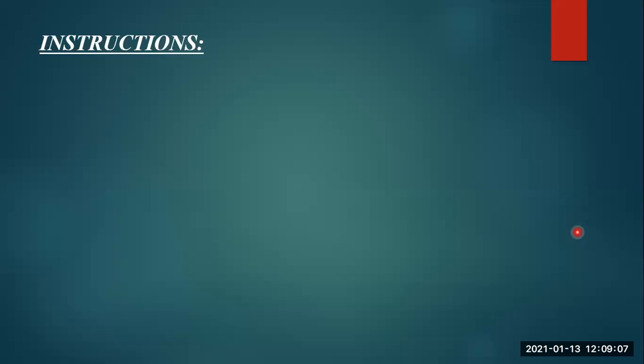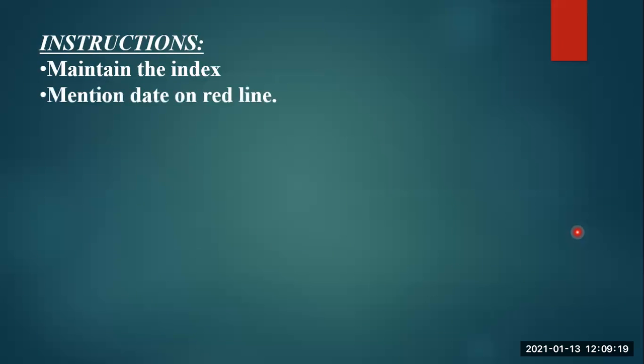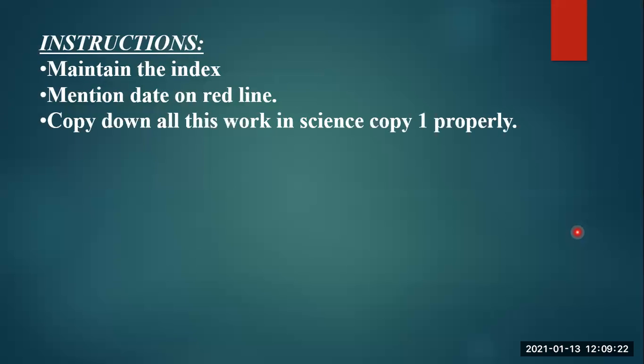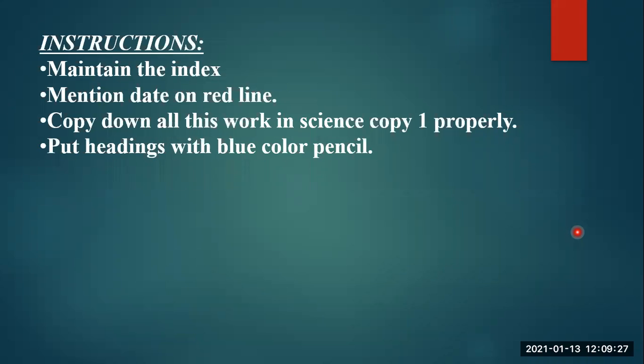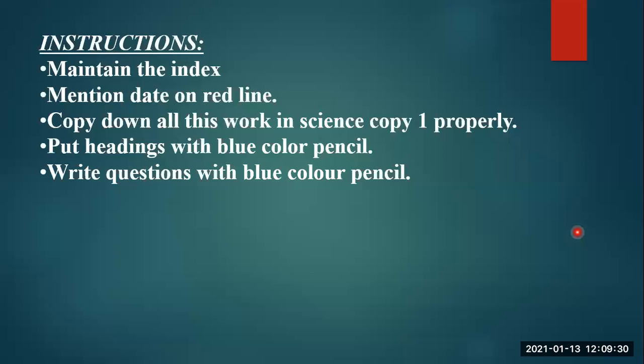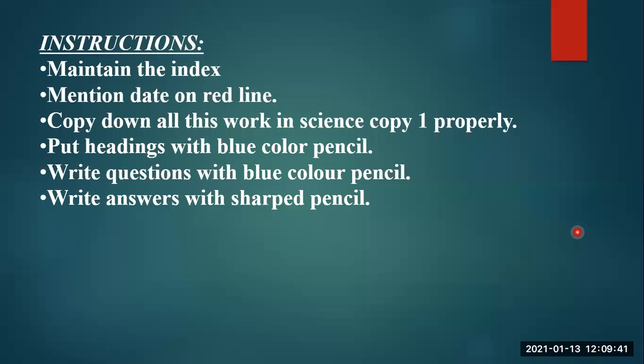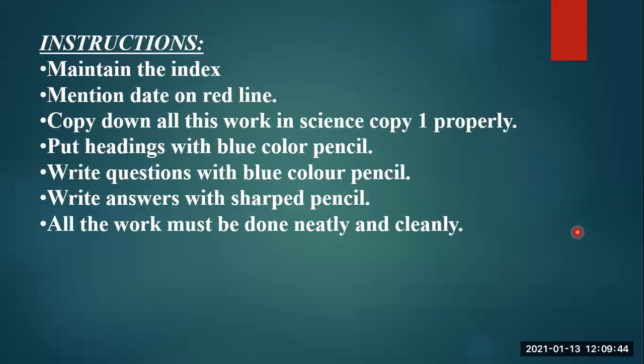So now this is the time to take out your copy, everyone. Here are some instructions which I am going to read, and they appear in front of you as well. Maintain the index very properly, mention the date on the red line, copy down all this work in science copy 1, because I am having your science copy 2. Put the headings with blue color pencil, if the headings are there. Write questions with blue sharp pencil and write the answers with your simple graphite pencil, which should also be sharp. All the work must be done neatly and cleanly.